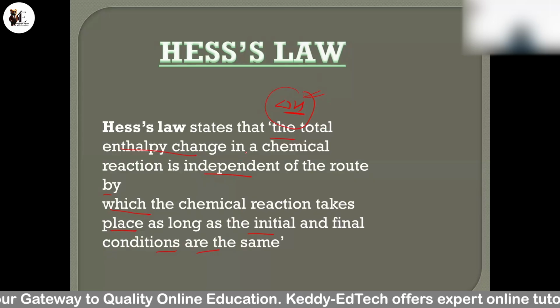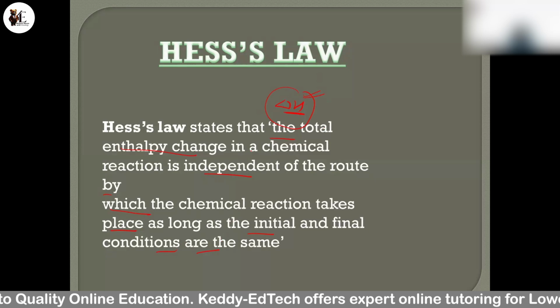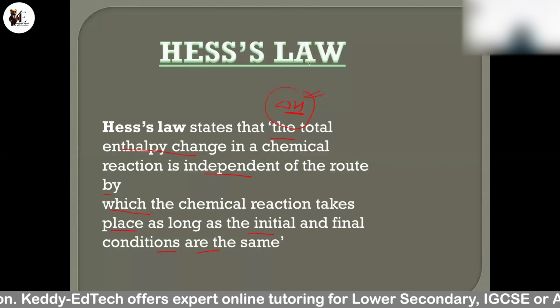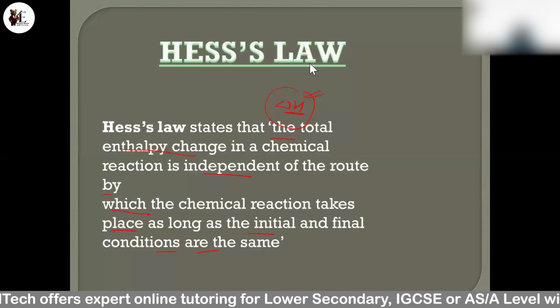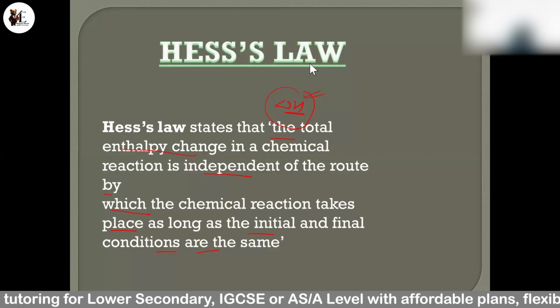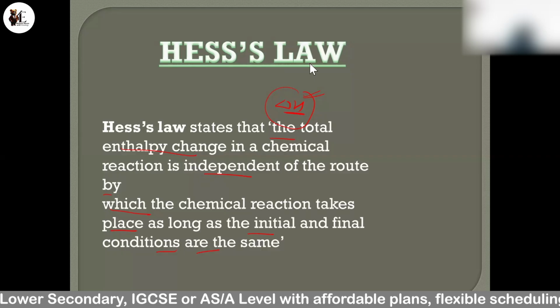Many chemical reactions occur in 1 step, 2 steps, 3 steps. So it doesn't depend on that path. It just depends on the initial state of the substance and the final state of the substance. So it is a state function. Write it down.